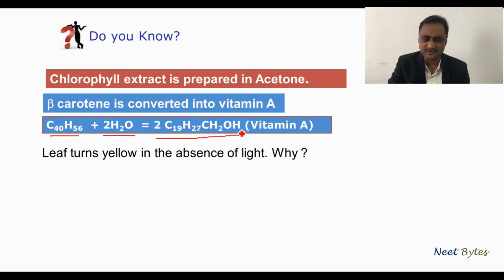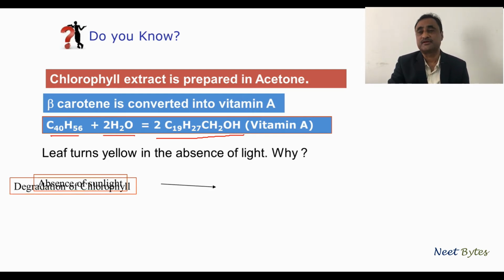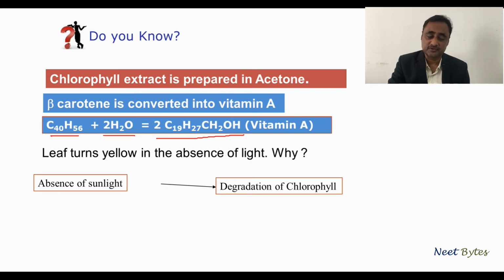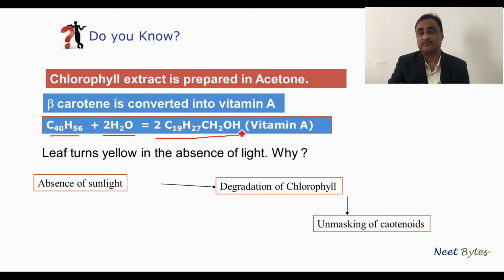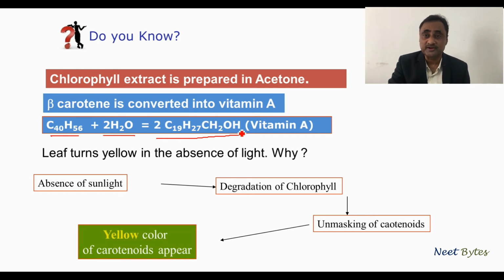There is one more question. You know very well that a leaf turns yellow in the absence of light. Why? Because in the absence of sunlight, there will be degradation of the chlorophyll, okay? And when the chlorophyll degrades, there will be unmasking of the carotenoids. We know very well that the color of the carotenoids is yellow, so that is why the leaf turns yellow in the absence of sunlight.